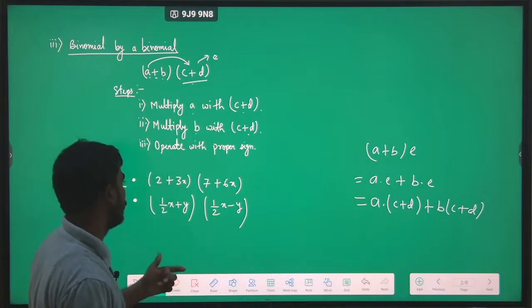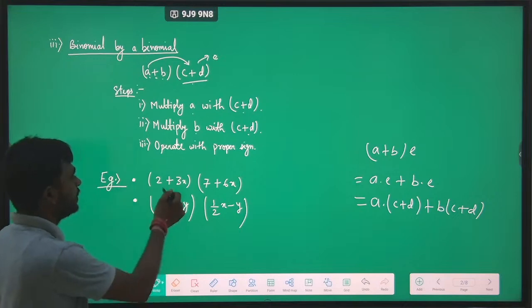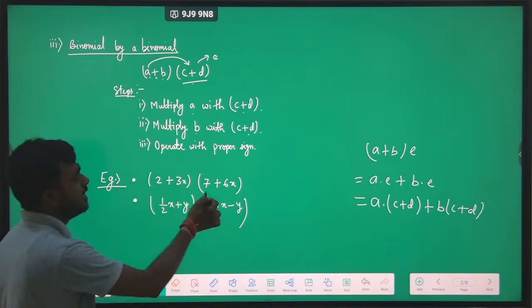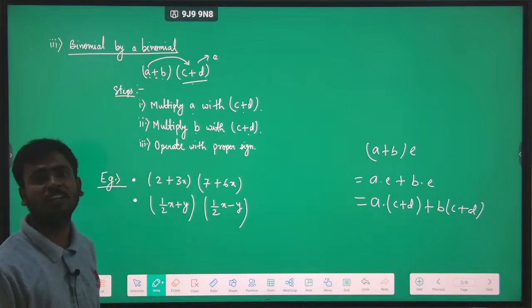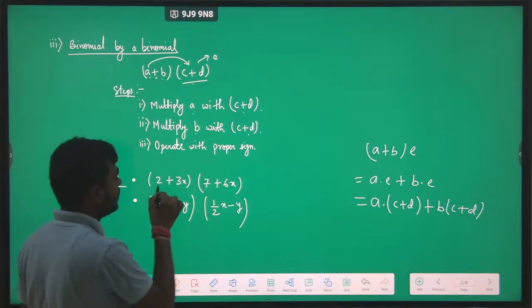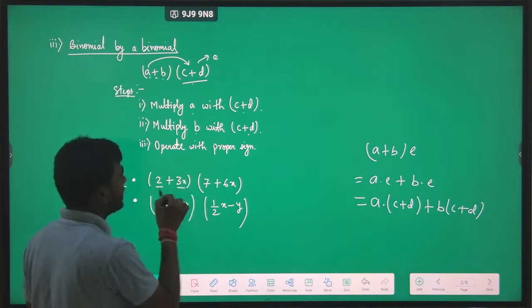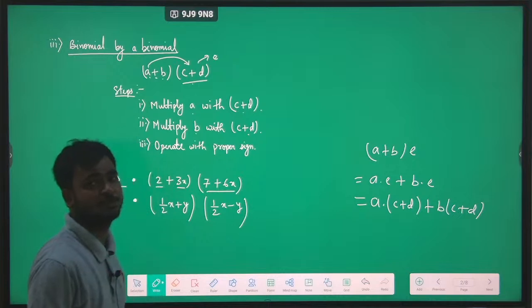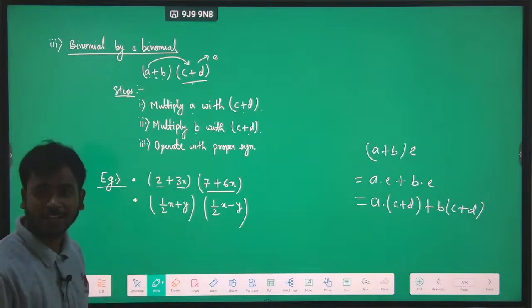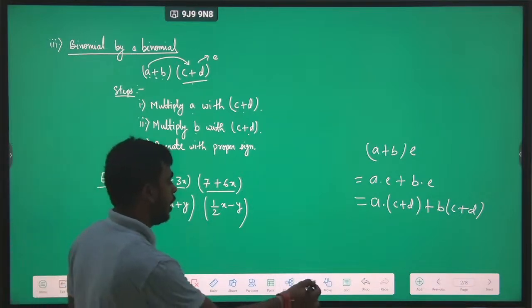Okay. Let us suppose that our first example is 2 plus 3x multiplied with 7 plus 6x. Both are binomial terms. We know that here there are two terms, so this expression is a binomial expression. This expression is also a binomial expression. And we have to multiply these two expressions. How will we multiply?